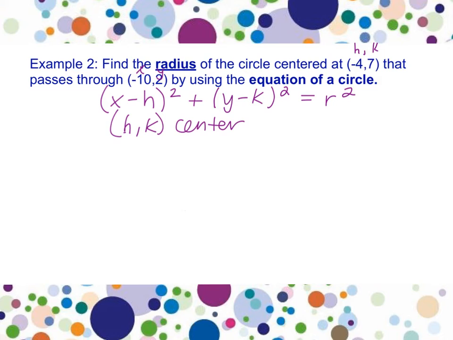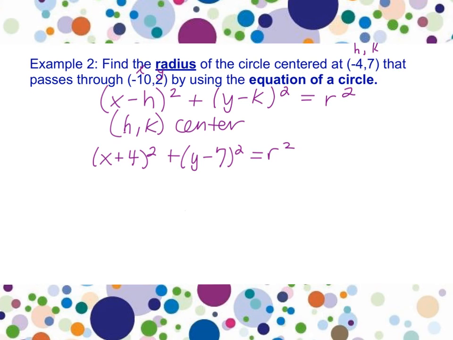So you could probably do this in one step, but I'm going to start by saying x minus negative 4, which is the same as x plus 4 squared, plus y minus 7 squared equals r squared. And again, I'm getting that 4 and 7 from the center. And again, that's a positive 4 because that's a negative. And then when we have y minus 7, that's a positive 7 for the y coordinate of our center.